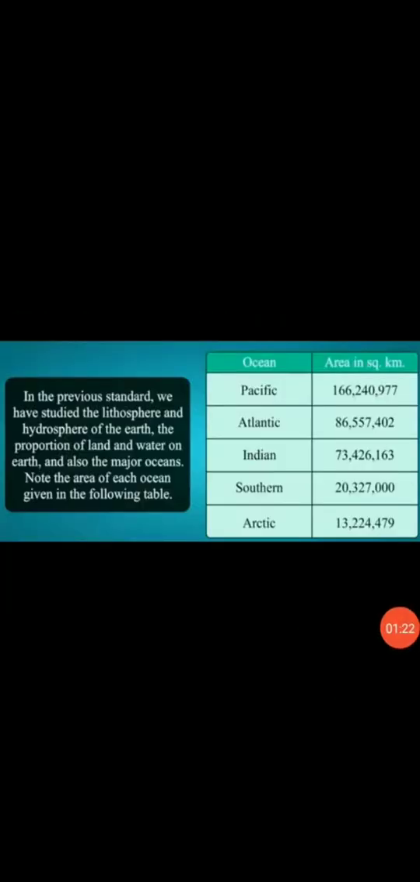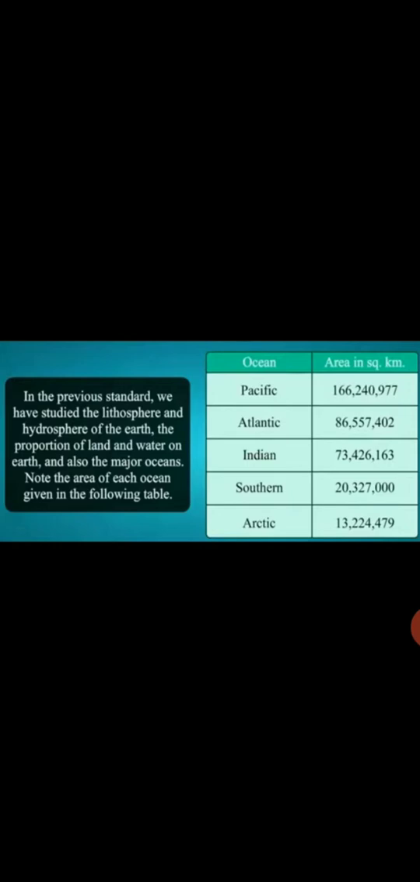As you can see in the table, there are 5 oceans and also the area in square kilometers. First is the Pacific Ocean. Students, the Pacific Ocean is the largest ocean in area. The area of the Pacific Ocean is 16 crore 62 lakh 40,977 square kilometers. The second largest ocean has an area of 8 crore 65 lakh 57,402 square kilometers.